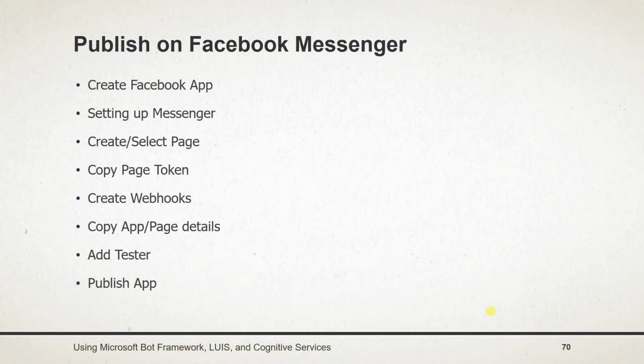Let us see what we have learned in this session. To publish an app in Messenger, we need to log in to developer.facebook.com and create a new app. Click on Setting up Messenger. For this we require a page, so create a new one or select from existing. Then copy the page token to the bot service. After this, we need to copy webhook details from the bot service and paste them into the webhook and also select events. Then we obtain the Facebook app ID, secret and page ID. Then we added a tester to test our bot in Messenger, and publish it after testing.